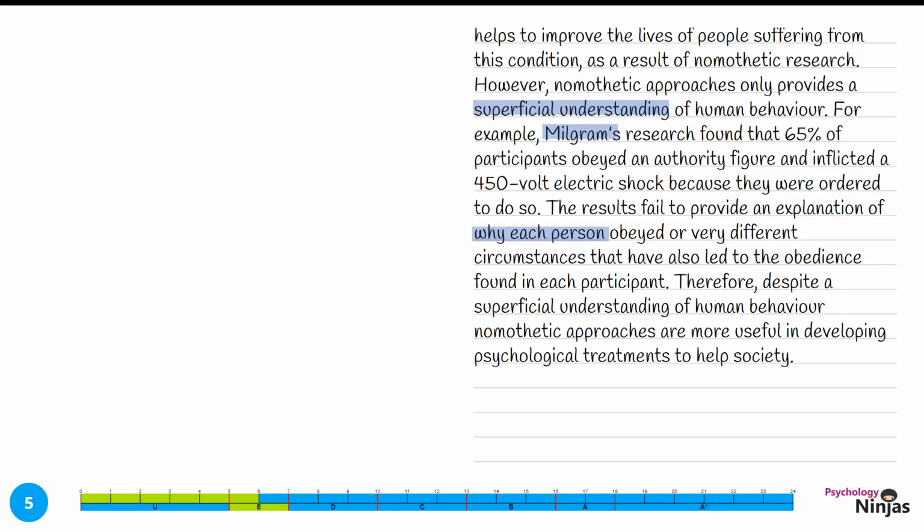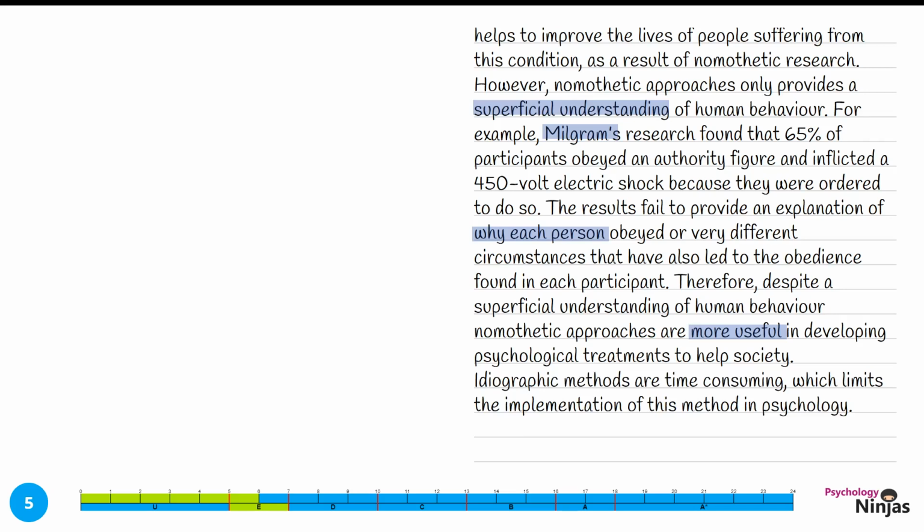Therefore, despite a superficial understanding of human behaviour, nomothetic approaches are more useful in developing psychological treatments to help society. We've focused on the usefulness of approaches and their applications to give our conclusion. We're going to make some final concluding remarks to give an overview of these different approaches to identifying and explaining human behaviour. Idiographic methods are time-consuming, which limits the implementation of this method in psychology.